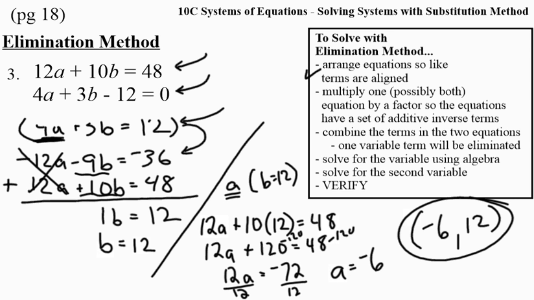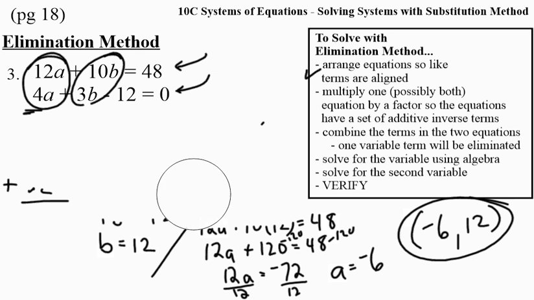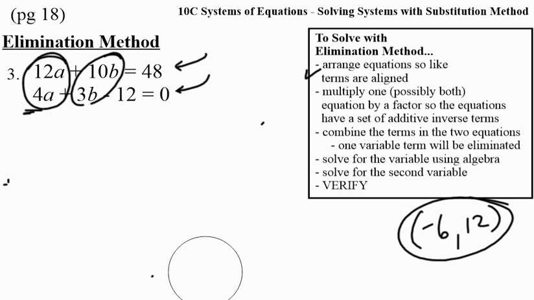Now, just very quickly, in this case, it was easy to get rid of the a's. Would it be easy to eliminate the b's? Could I multiply one of those equations by something to eliminate a b? No, it wouldn't be as easy. It wouldn't be one step. But let's talk real quick about this. What could we do if I wanted to eliminate b's? What could I multiply by?